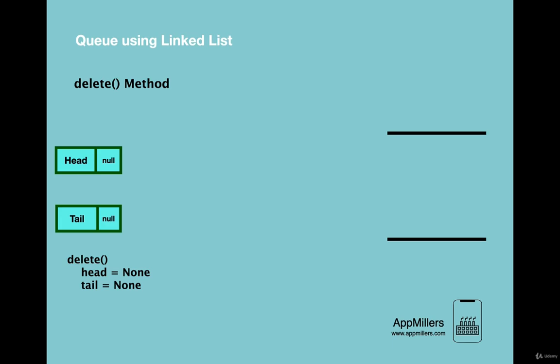Now these are all the operations that we can perform on a queue using a linked list. In the next lecture, let's use this logic and create a queue using a linked list and implement operations in practice.